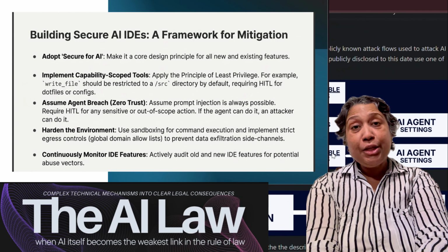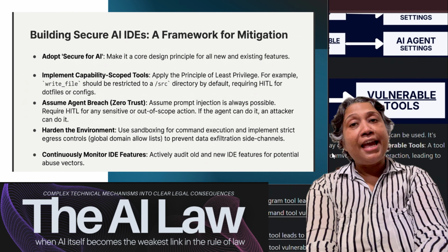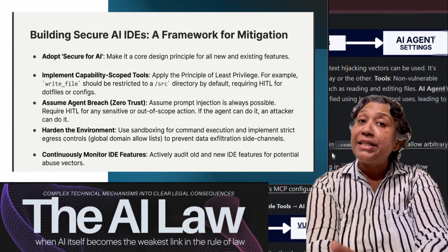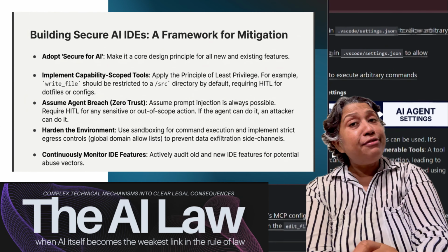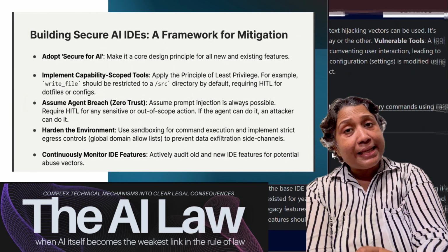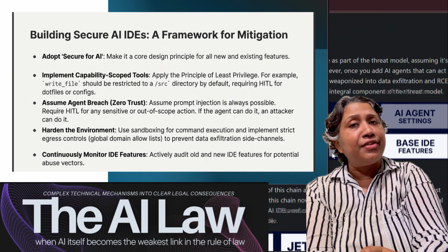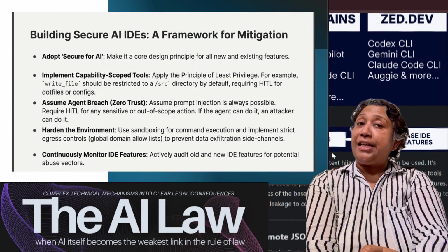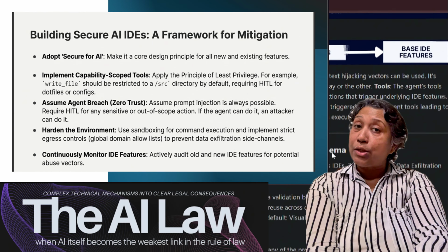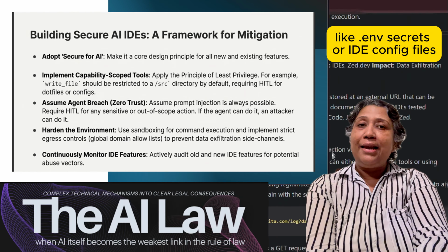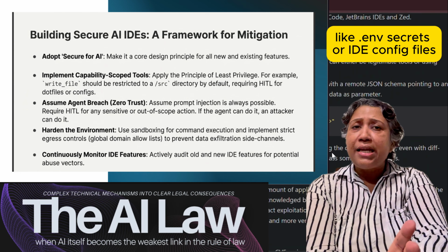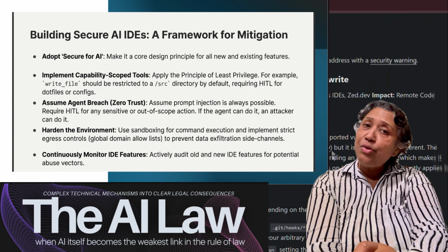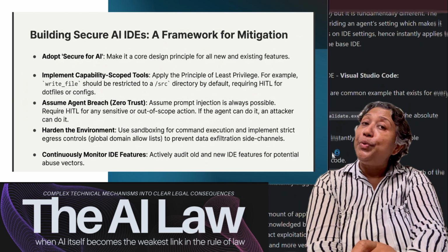This means each tool or function the AI agent can use should be as limited as possible in what it can do. For instance, a read file tool should only access files in the current project directory. No peeking into your password or your SSH keys. And maybe explicitly exclude sensitive files like .env secrets or IDE config files, etc. If it tries to go out of bounds, require user approval.